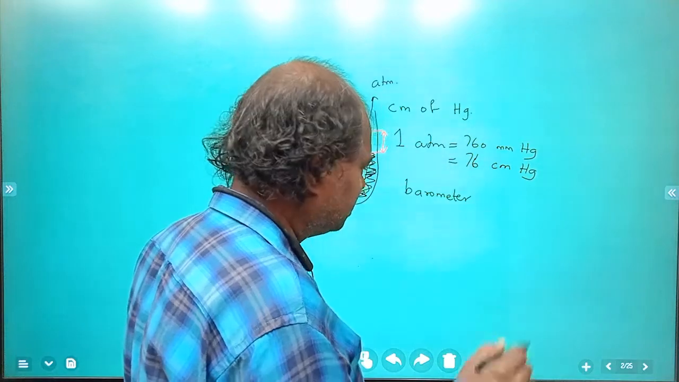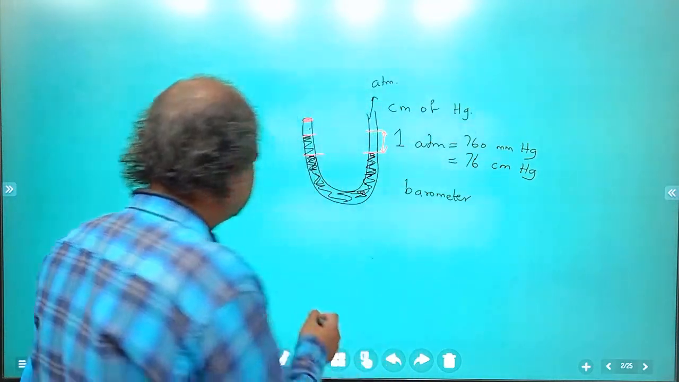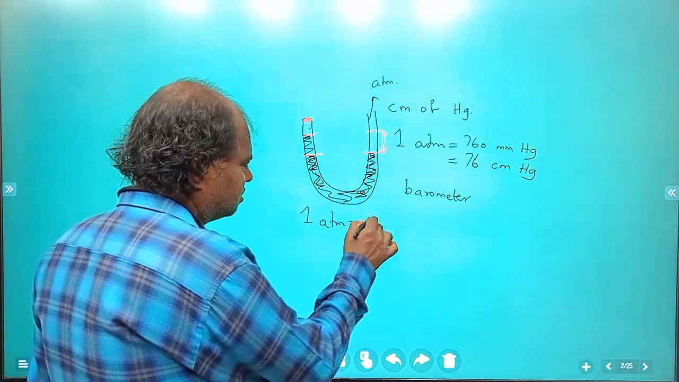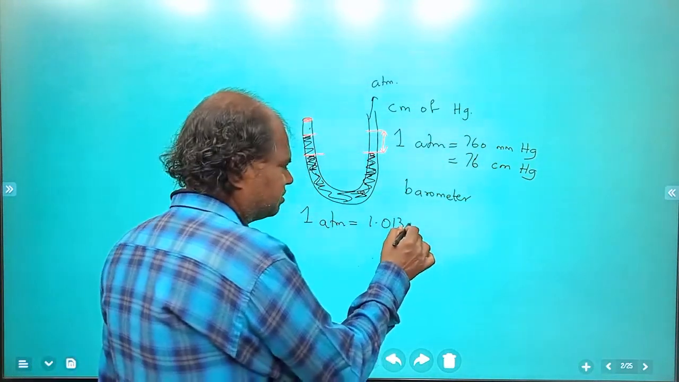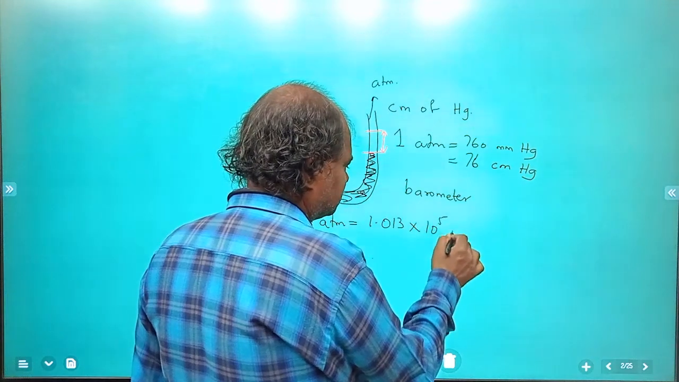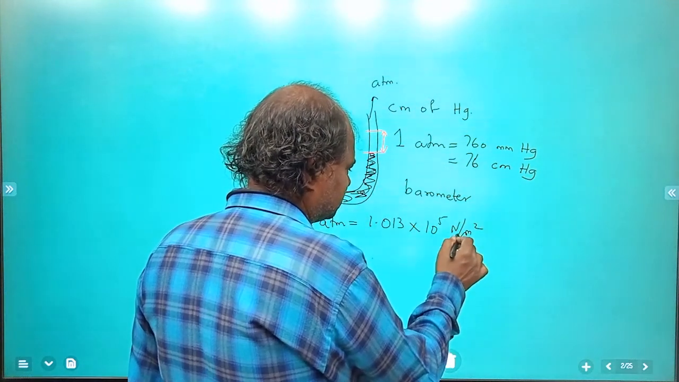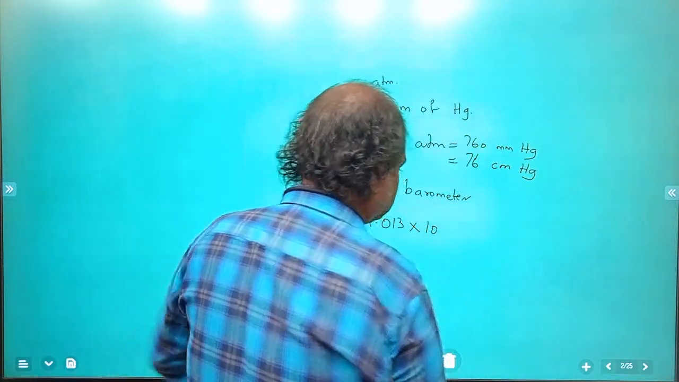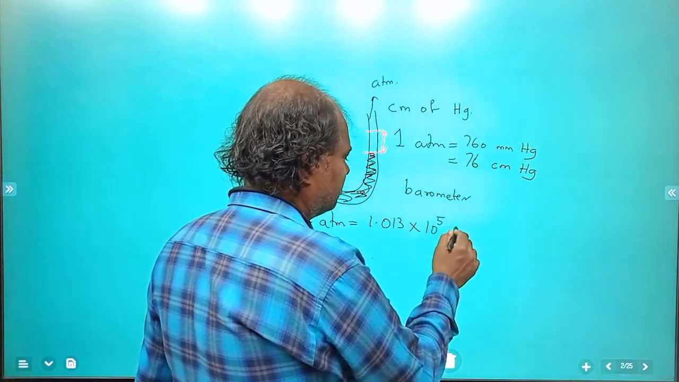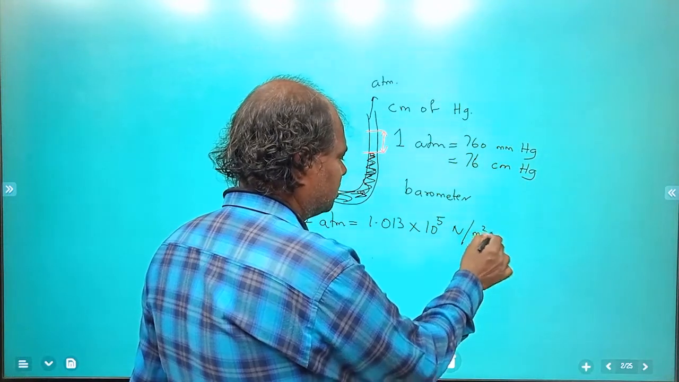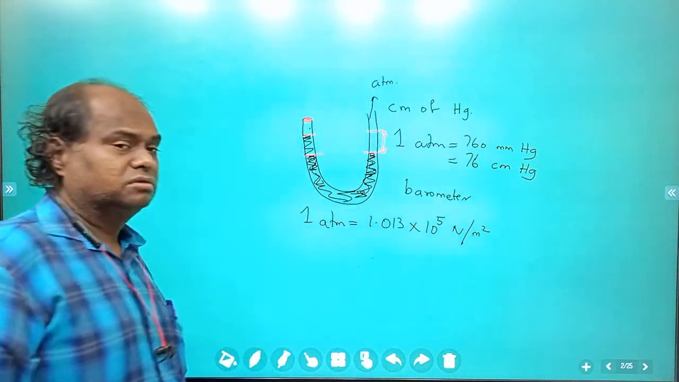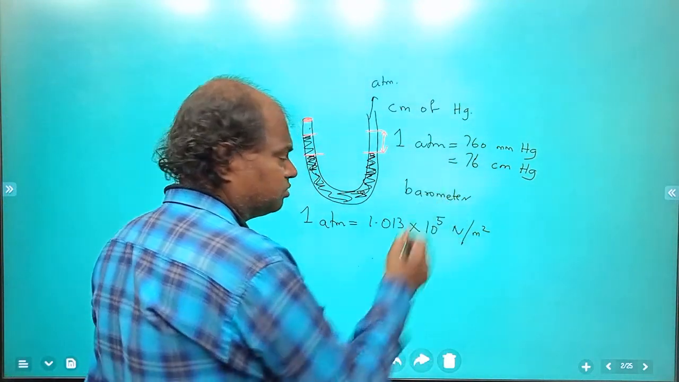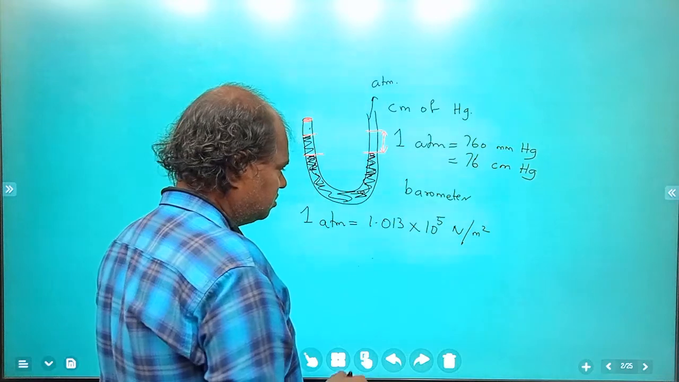Now students, one more thing before we do sums. One atmosphere is equal to, please remember, if you want to convert this in terms of the SI unit of pressure, please learn this by heart. One atmosphere is 1.013 into 10 to the power 5 Newton per meter square. Very important. 1.013, this much Newton per meter square.